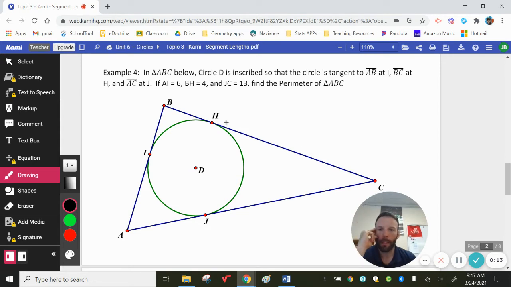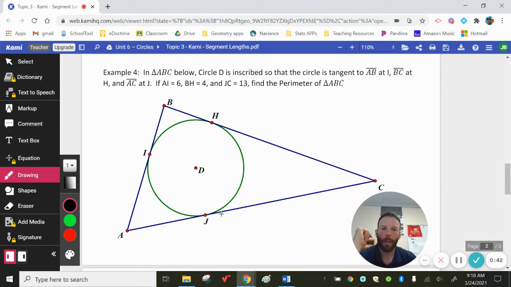We've got in this triangle ABC that we see in this picture, the circle D is inscribed. That means the circle is just big enough where all 3 sides of the triangle intersect the circle at exactly one point. You have a tangent. It's tangent to the segment BA at point I, tangent to BC at point H, and lastly tangent to the side AC at point J.